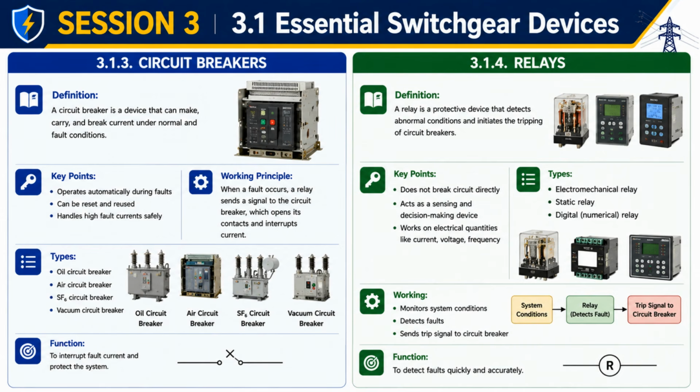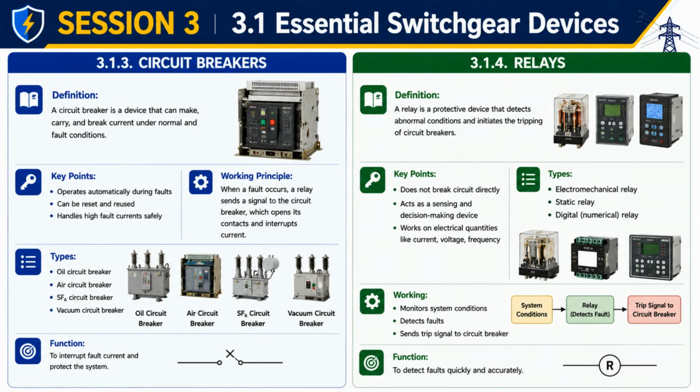Working principle. When a fault occurs, the protective relay sends a trip signal to the circuit breaker. The breaker opens its contacts and stops the flow of current, protecting the electrical system. Types of circuit breakers. Oil circuit breaker, air circuit breaker, SF6 circuit breaker, vacuum circuit breaker. Function. The main function of a circuit breaker is to interrupt fault current and protect electrical equipment from damage.